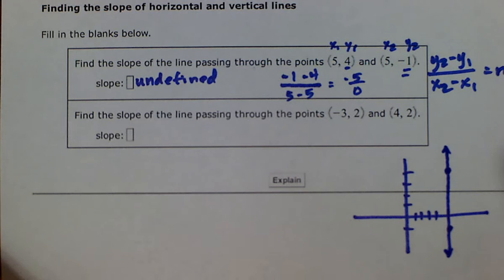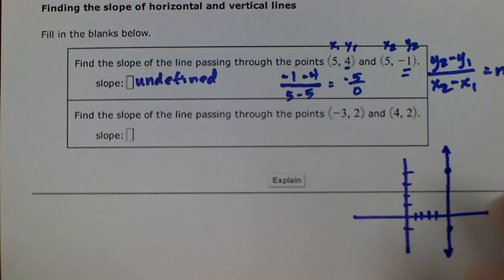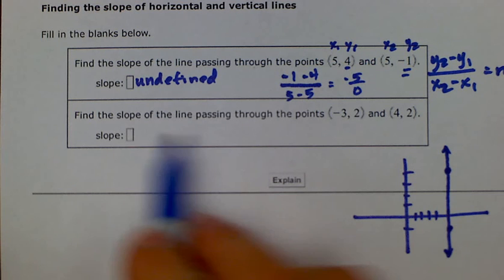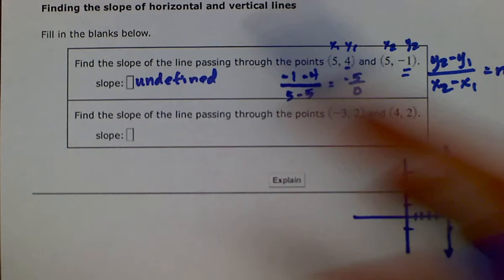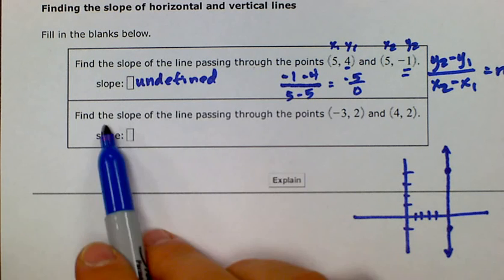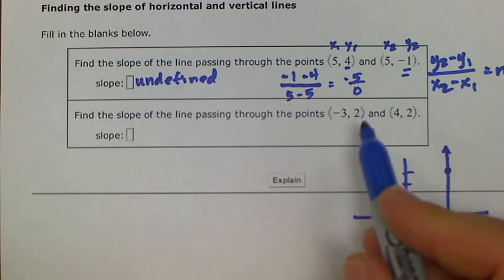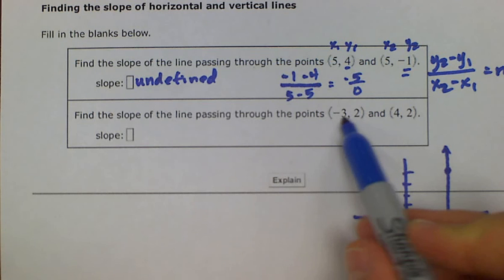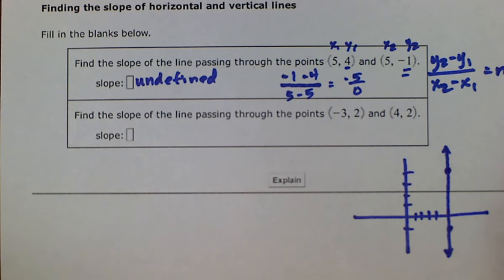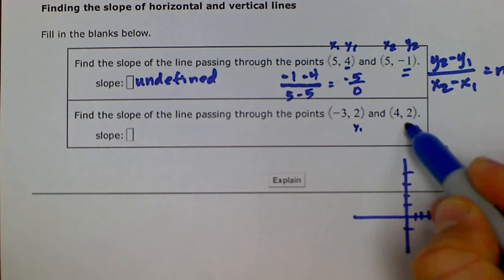So maybe without even going through the slope formula here, we can look at the next set of points, knowing that we have a hint here that we're finding the slope of horizontal and vertical lines. Find the slope of the line passing through the points -3, 2, and 4, 2. Well, we notice that our x values, -3 and 4, are different, so we're not going to have a vertical line. But we notice that our y values, y1 and y2, are the same.